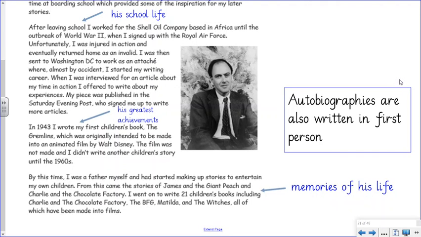In 1943, I wrote my first children's book, The Gremlins, which was originally intended to be made into an animated film by Walt Disney. The film was not made, and I did not write another children's story until the 1960s. By this time, I was a father myself and had started making up stories to entertain my own children. From this came the stories of James and the Giant Peach and Charlie and the Chocolate Factory. I went on to write 21 children's books, including Charlie and the Chocolate Factory, the BFG, Matilda, and the Witches, all of which have been made into films.